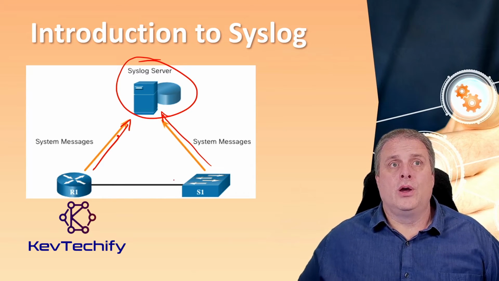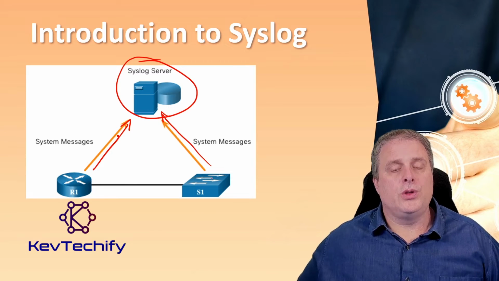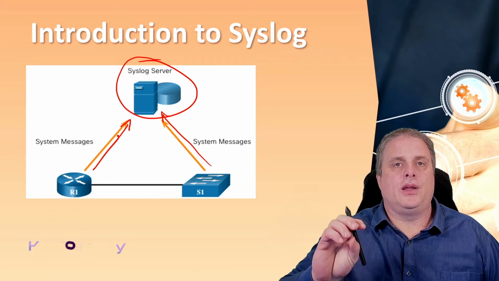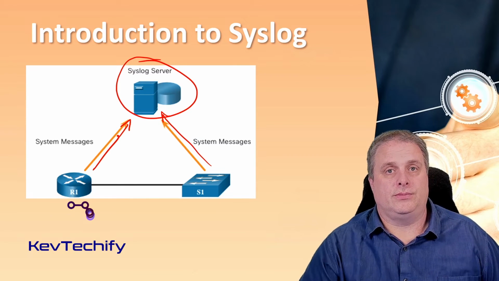Router 1 and 2, when they get some events, we're going to send it to our Syslog server. And so you can specify a different server than just having it be locally on R1 or R2.